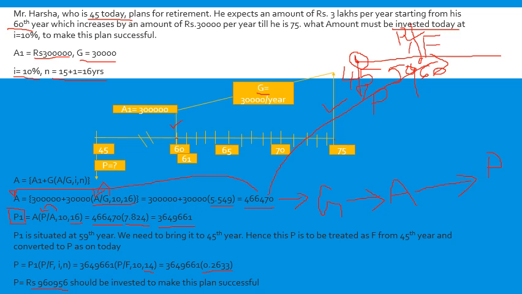So with this I would like to conclude this module 3. There is no end to this; you need to practice. I have covered almost every problem: P to F, F to P, A to F, F to A, P to A, A to P, and gradient. Everything I have considered. Deferred annuity I have considered. All this is a case of deferred annuity. Annuity is at a later stage; it doesn't start from the beginning itself. I have also considered annuity from the beginning.